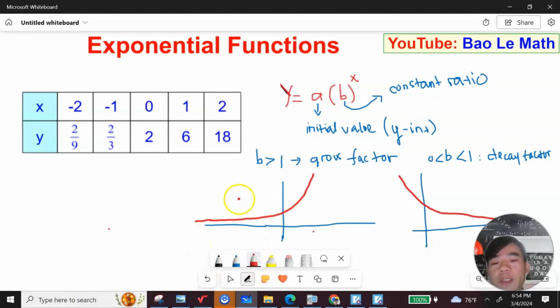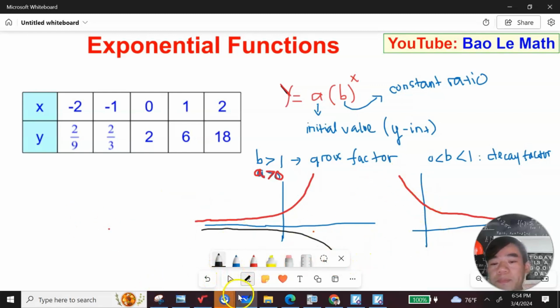The graph right here happens when a is positive. What if a is negative? A negative is going to be like this. Let's take a look at the example.